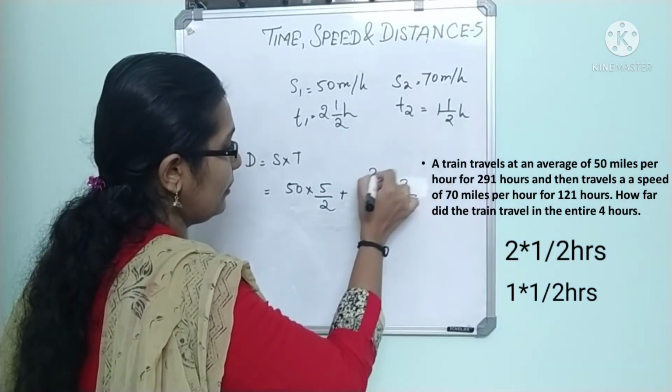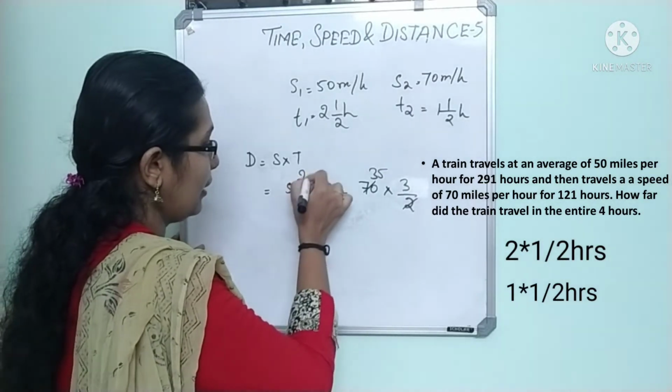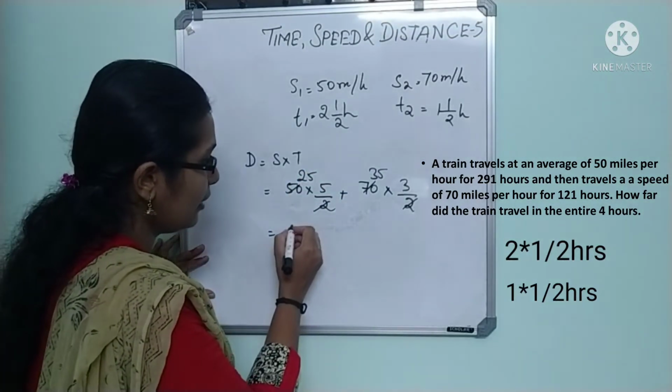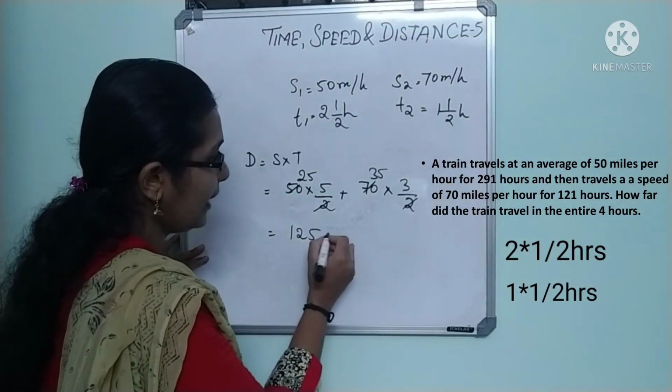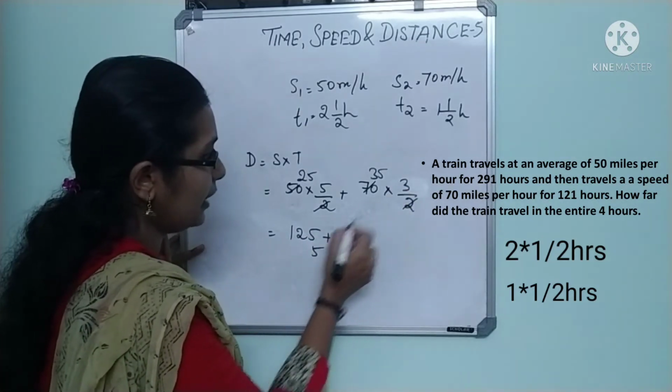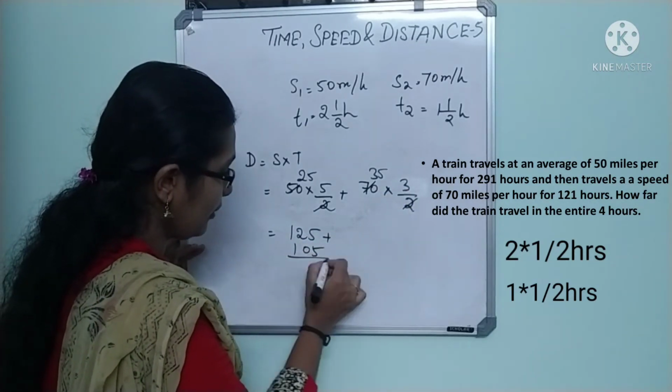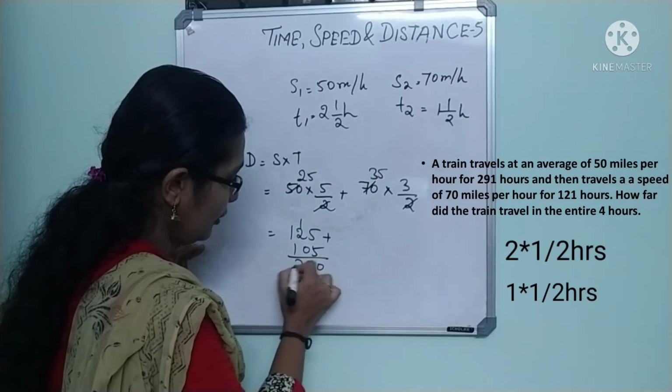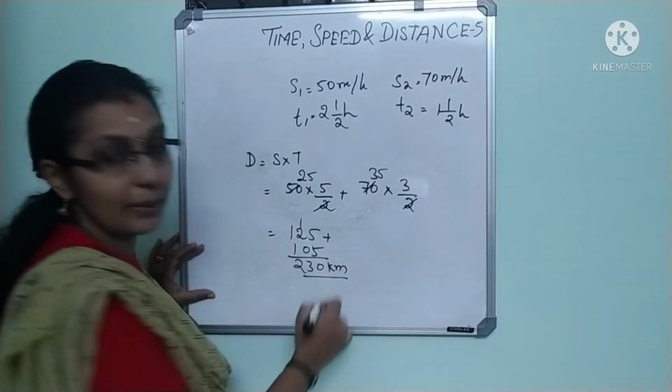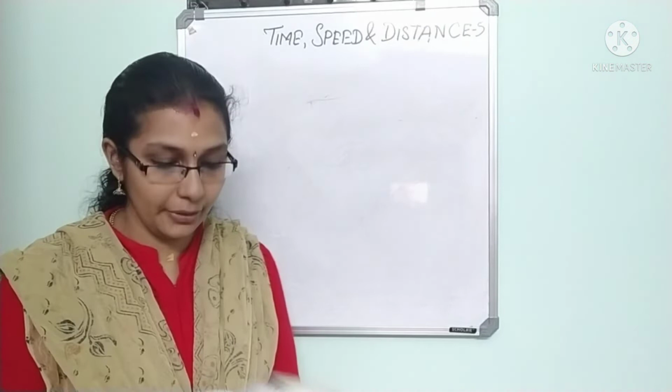So 35 times 3 and 25 times 5. So 25 5s are 125 plus 5 3s are 15, 3 3s are 9, 105. 230 km. Very simple, right? Yes. See the next question.